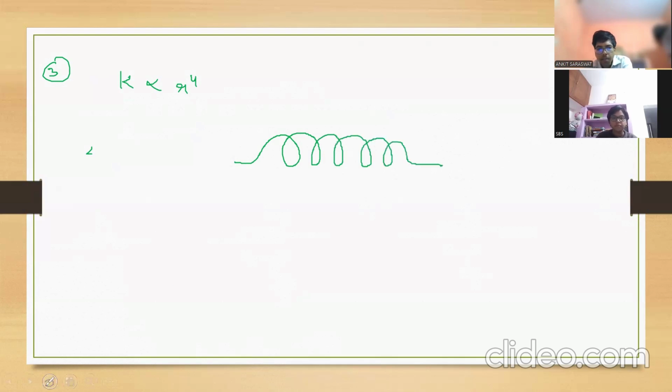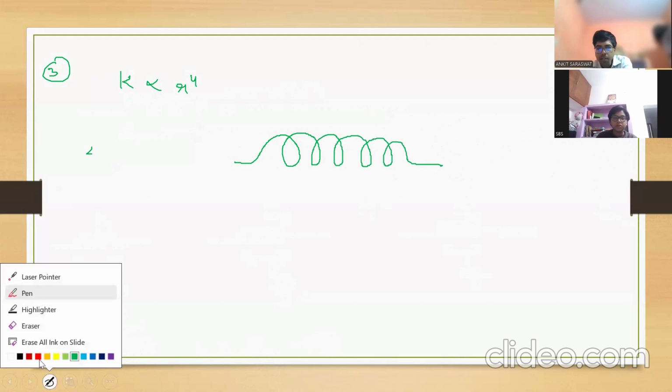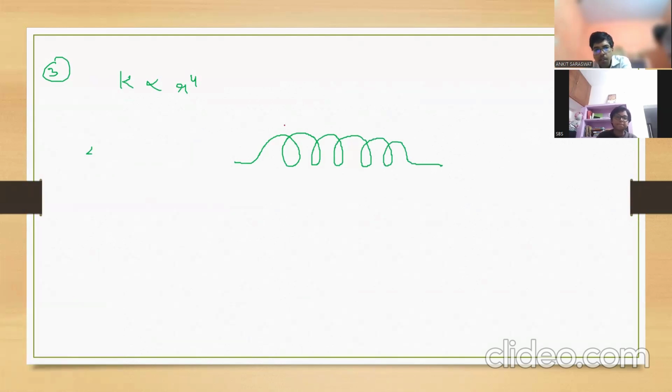Write down the third property. K is directly proportional to R to the power 4. What is R? I'm telling. See, this is a spring, okay? I will draw it here like this. And this spring has two radii. One is the radius of a spring. This is the circular end, can you say? This circular end has a radius. That is R.